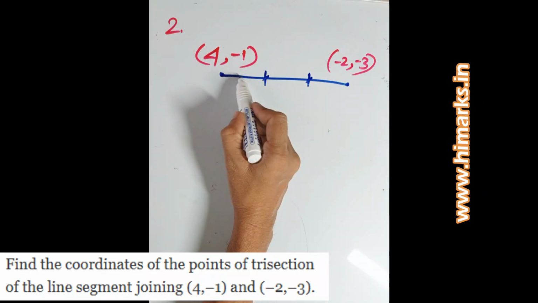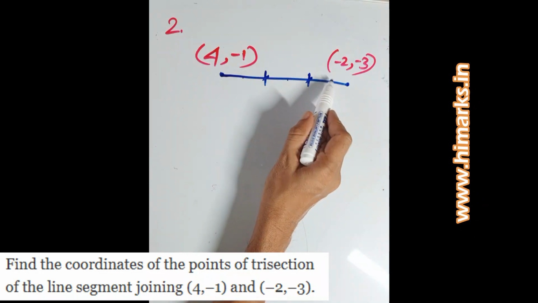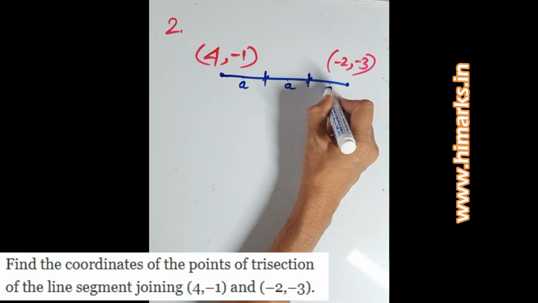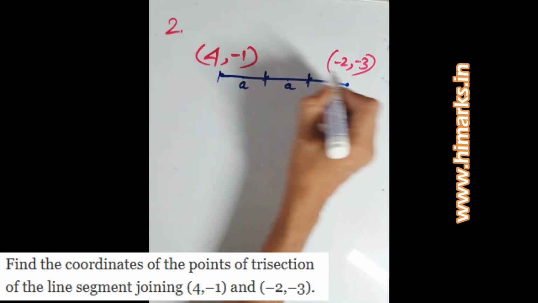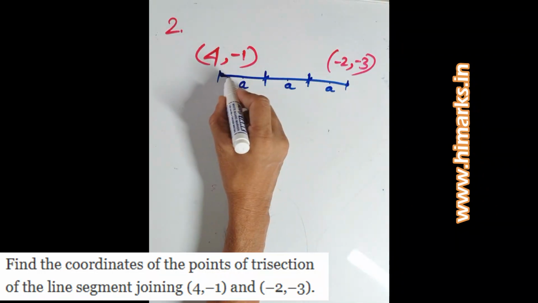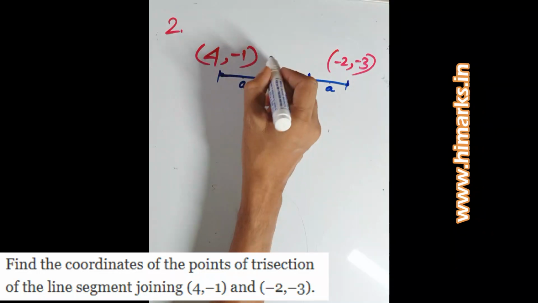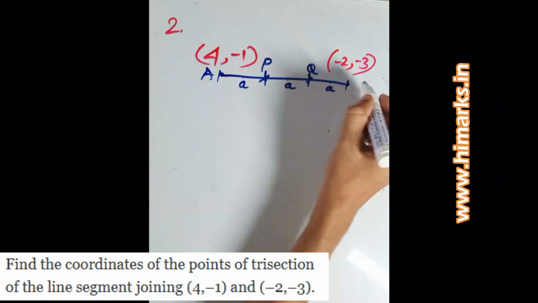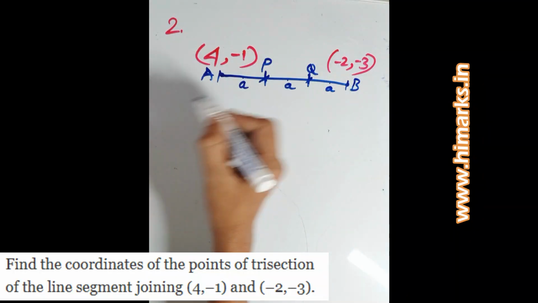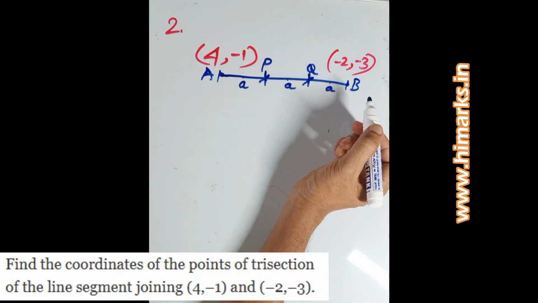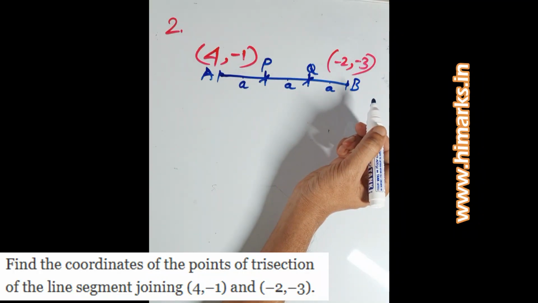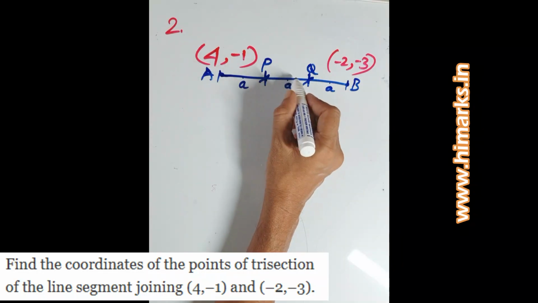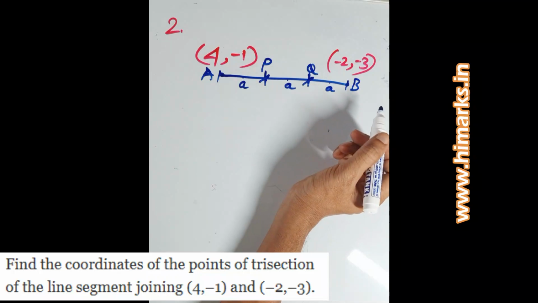So if we say that this is equal to this is equal to this, that means, for example, its length is a, this is also a, this is also a. Now these 2 points' coordinates are given. To find this point, this is point P and this is Q. A and B are given, and points P and Q you have to find, and the condition is given they are equally divided in 3 parts.